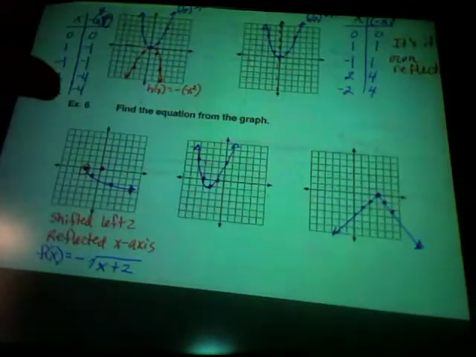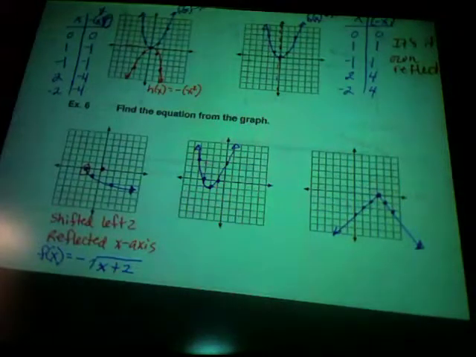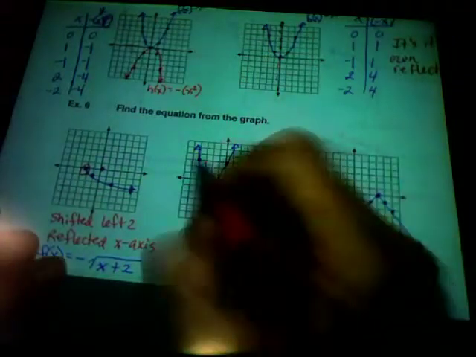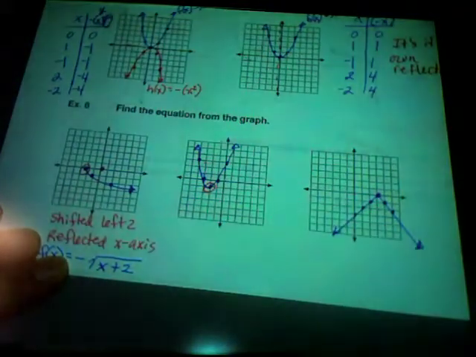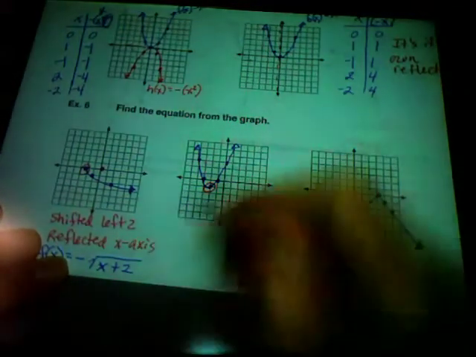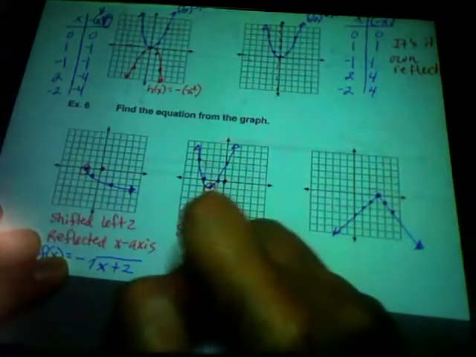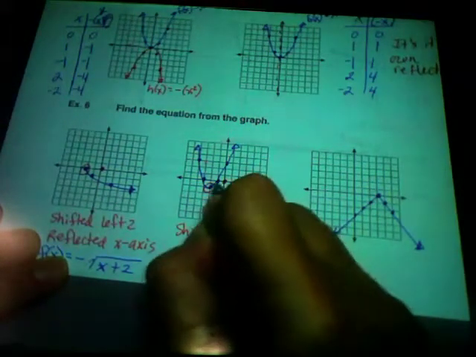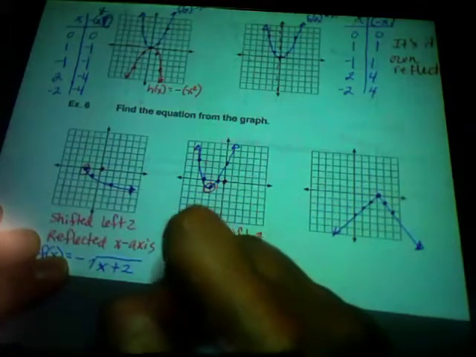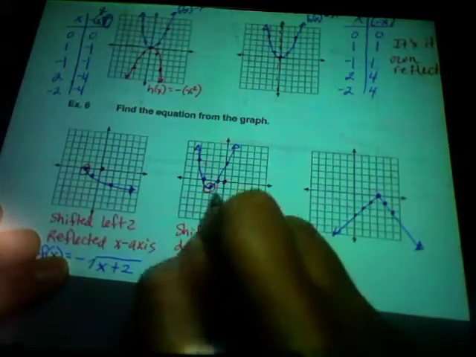All right, let's look at this. So this is a parabola, right? Mm-hmm. Which is generally a quadratic. Function of x is equal to x squared. Was it reflected? Mm-hmm. No. Was it shifted? Yes. Here's the vertex. Where is the vertex normally? 0, 0. So what are the shifts that occurred? Left 2 and down 1.